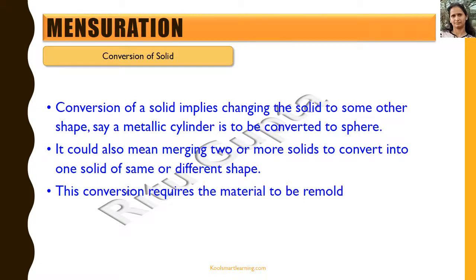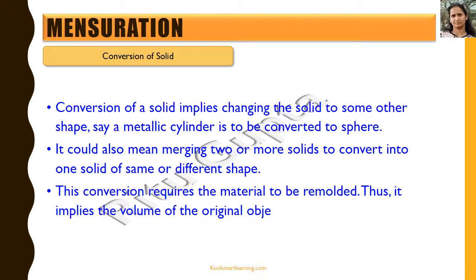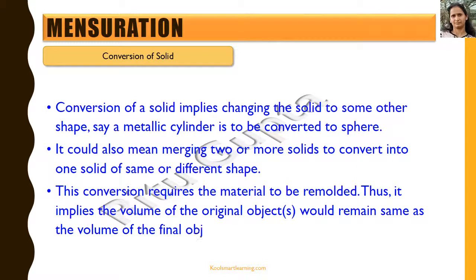Now this conversion requires the material to be remolded. So what we're trying to say is that we take the material of the existing solid or multiple solids, as the case may be, and we'll remold it to another solid of the desired shape.